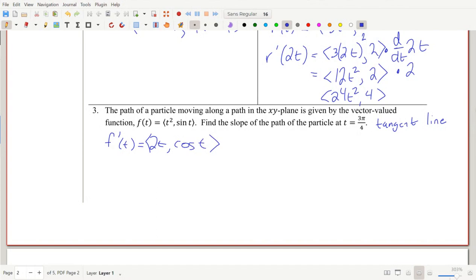So now we want to find the f prime of 3 pi over 4. So we've got to do 2t, so 2 times 3 pi over 4. You could think of that as 6/4, or you can think of the 2/4 canceling to 1/2. Either way, you should get 3 pi over 2. And then we need to get cosine of 3 pi over 4.